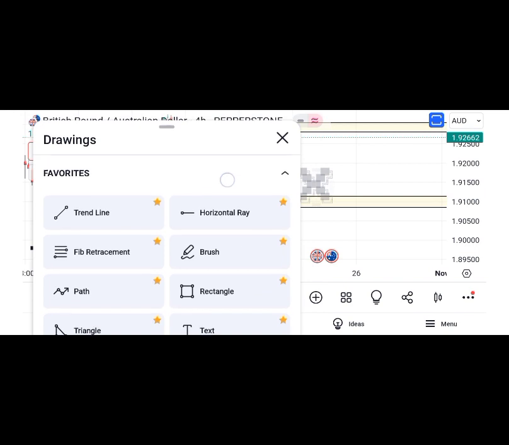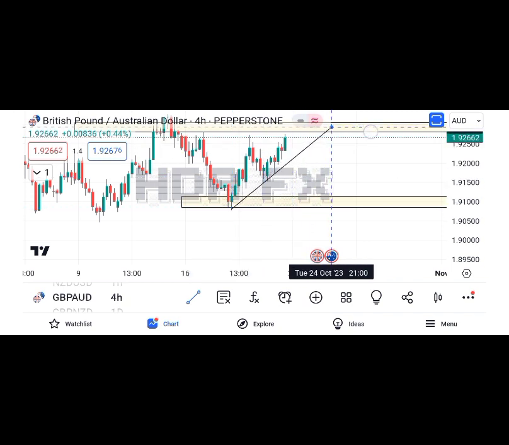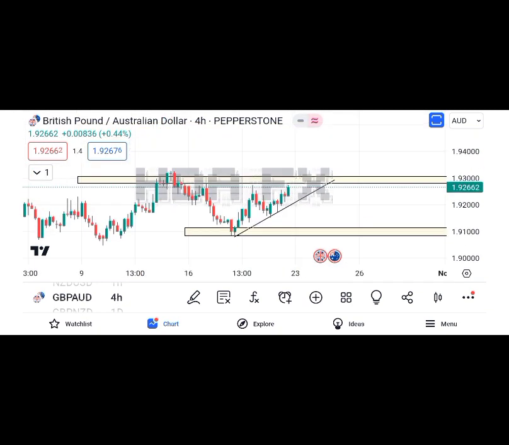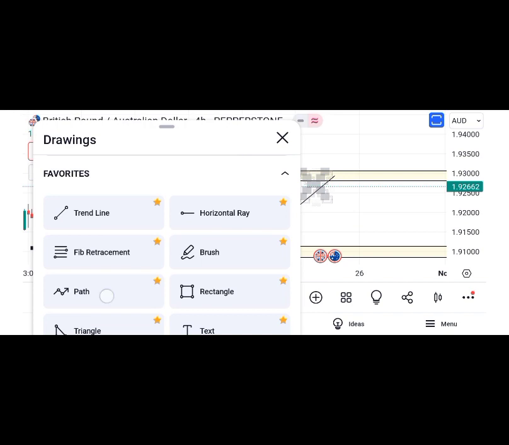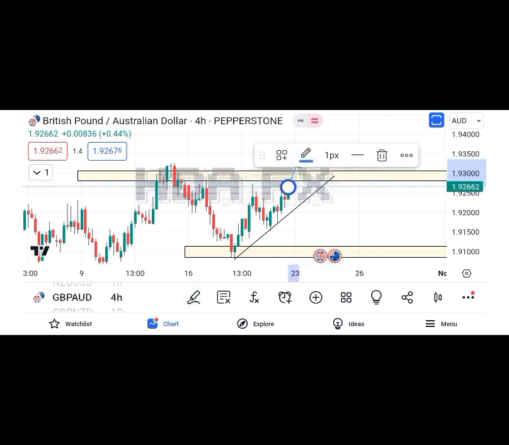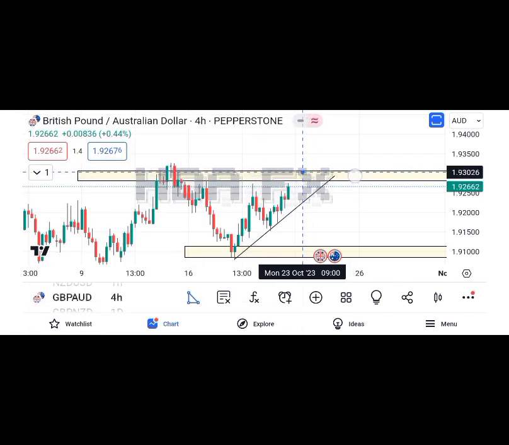On the 4-hour time frame, we have this trend line here. So now this is what I want to see on GBPAUD. I want to see price break this structure upward like this, then a retest to this point, so we can have a zone here, something like this.